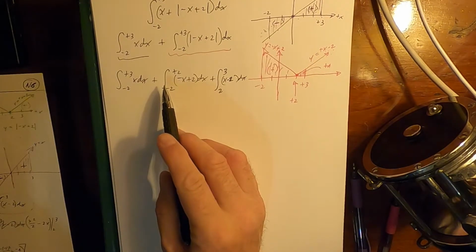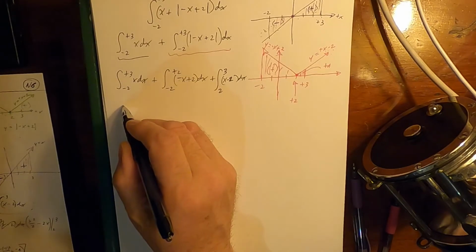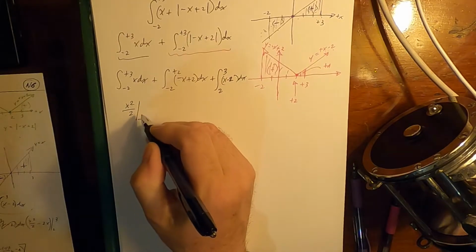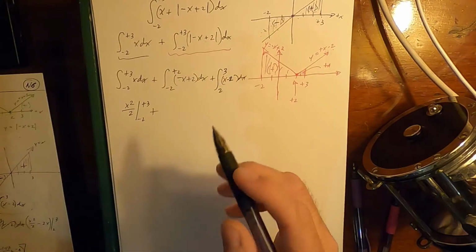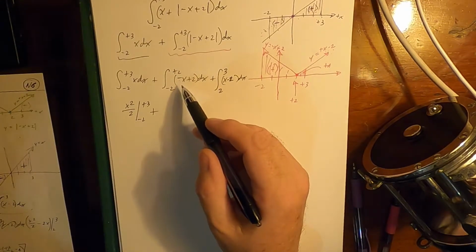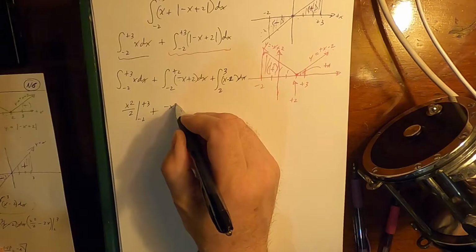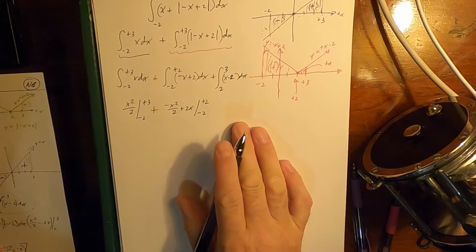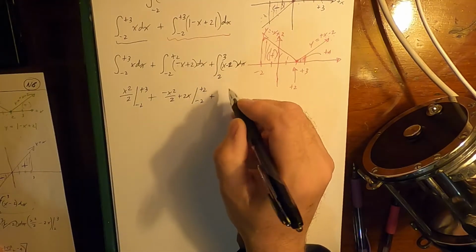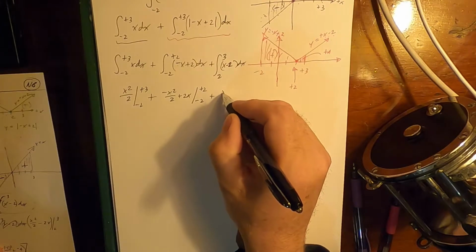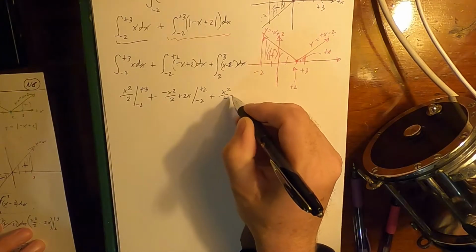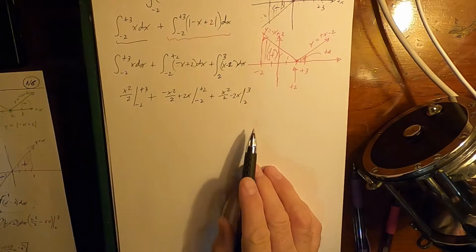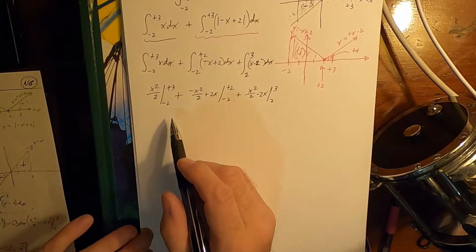So here we would get x squared over 2 between negative 2 and plus 3, and then here we would get minus x squared over 2 plus 2x between negative 2 and positive 2, and here we would get x squared over 2 minus 2x between 2 and 3. And here we're going to run these numbers in here.